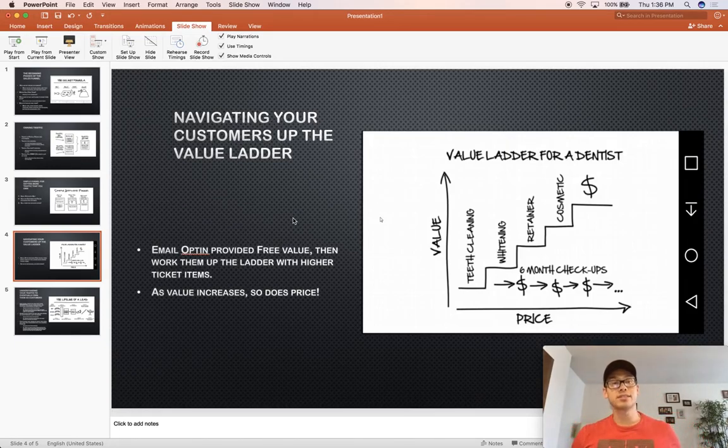All right, so this slide is navigating your customers up the value ladder. We started off, this is a value ladder for a dentist, right? They give away a free teeth cleaning. As you can see, this is going to be lower on the value ladder because the price was free. And then the next product would be teeth whitening, which is going to cost the clients some money because you are providing additional value, right?